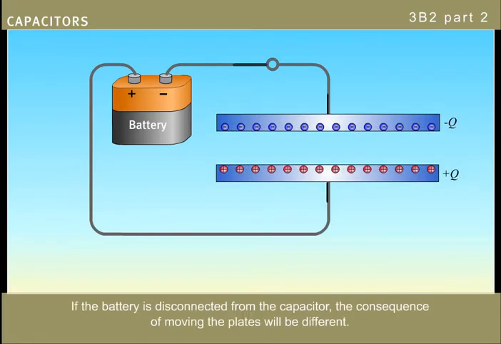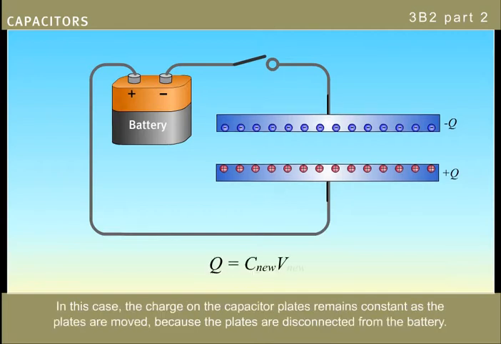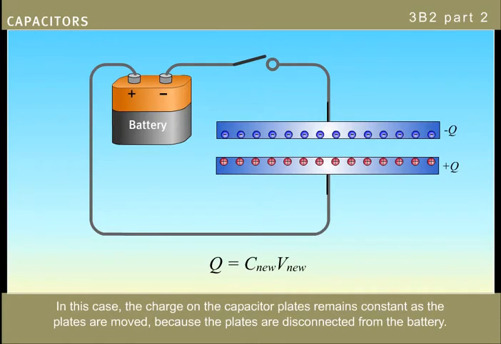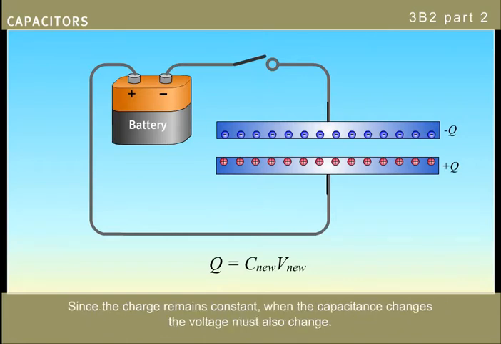If the battery is disconnected from the capacitor, the consequence of moving the plates will be different. In this case, the charge on the capacitor plates remains constant as the plates are moved, because the plates are disconnected from the battery. Since the charge remains constant, when the capacitance changes, the voltage must also change.